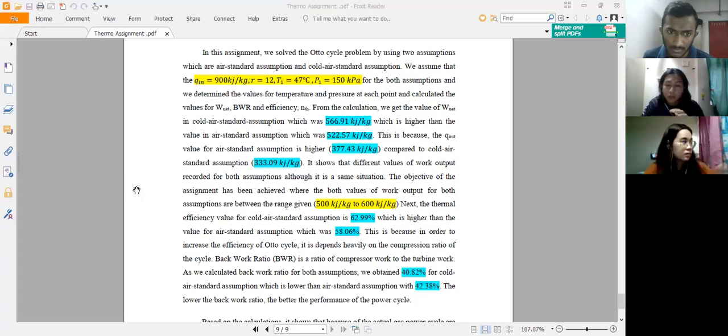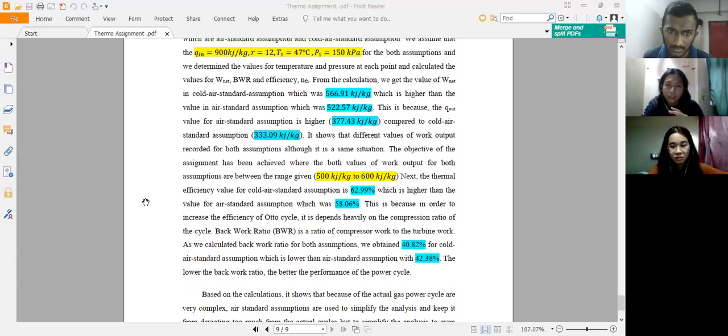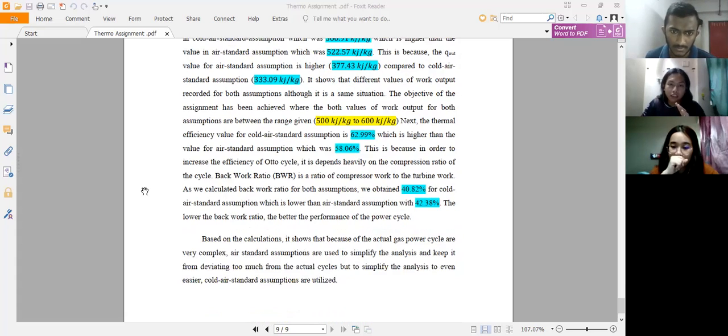Next, the performance of a power cycle is measured by its thermal efficiency. After we calculate, the thermal efficiency for cold air standard assumption is 62.99%, which is higher than air standard assumption with an efficiency of 58.06%. This is because the efficiency of the Otto cycle depends heavily on the compression ratio of the cycle. So we see that increasing the compression ratio will increase the thermal efficiency.